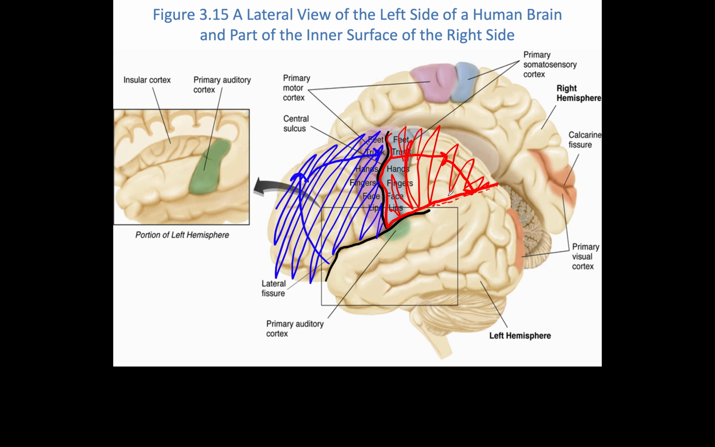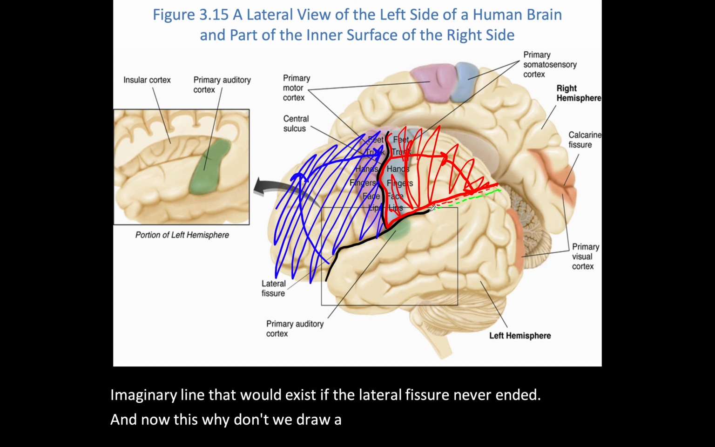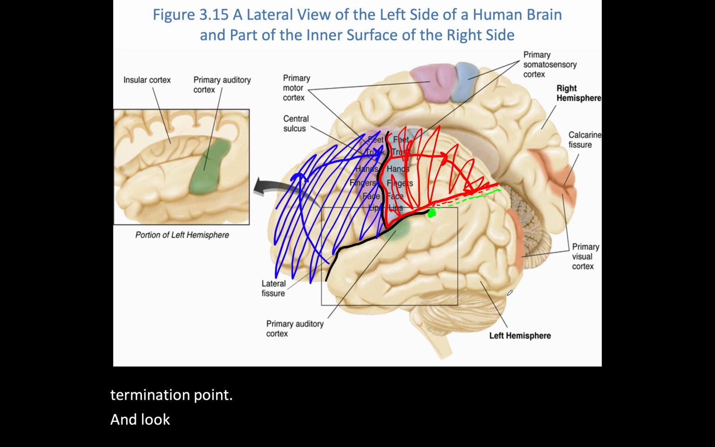The occipital lobe begins at that imaginary line that would exist if the lateral fissure never ended. And now why don't we draw a second imaginary line? Take that termination point and look right here where the cerebellum meets the cortex and connect those. What you get is the occipital lobe.